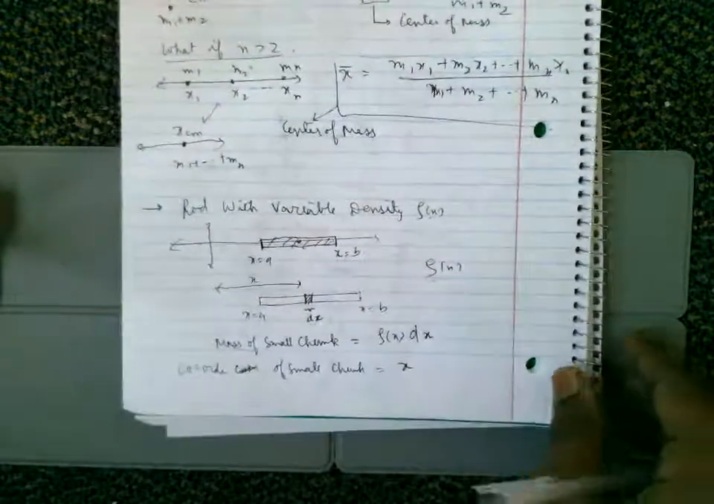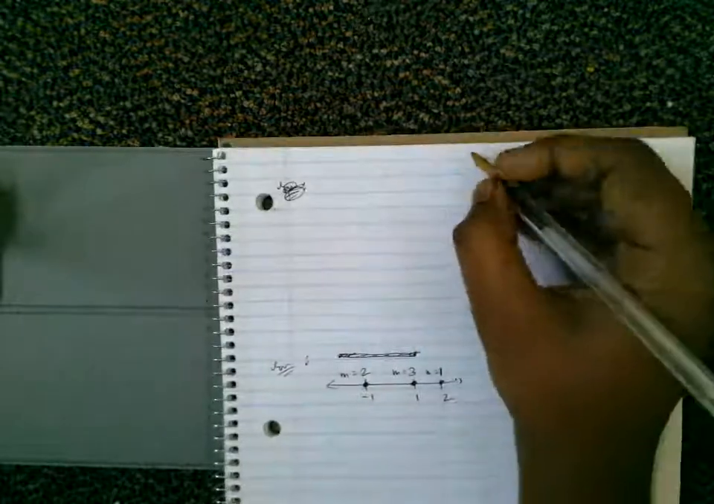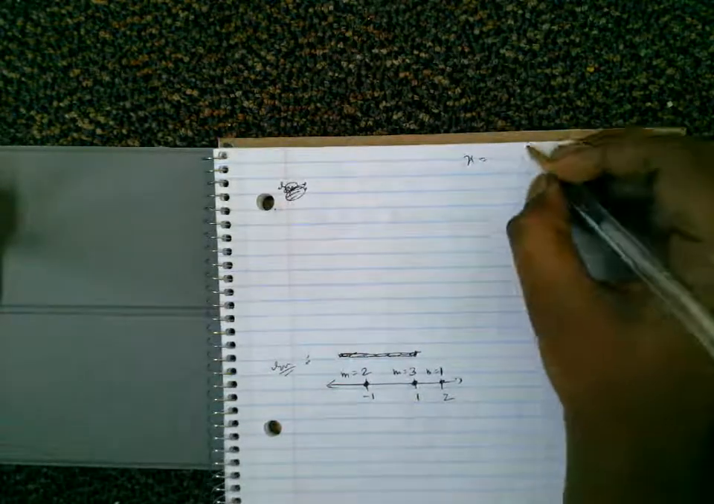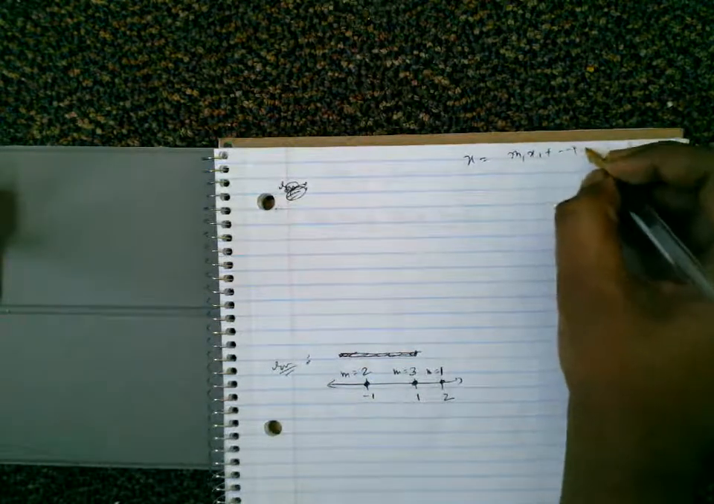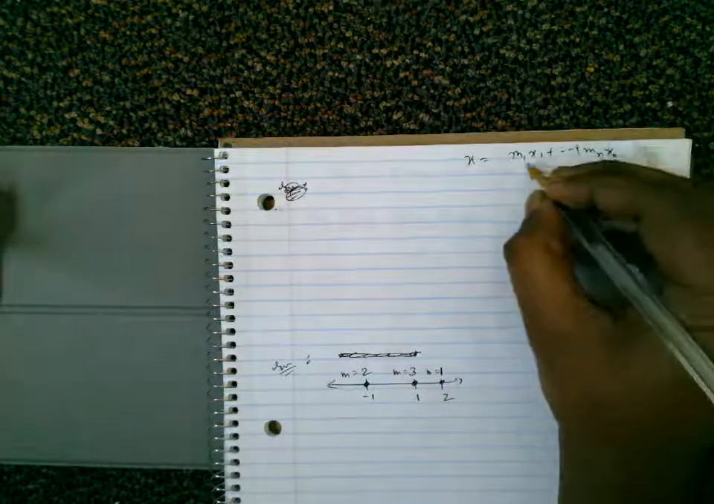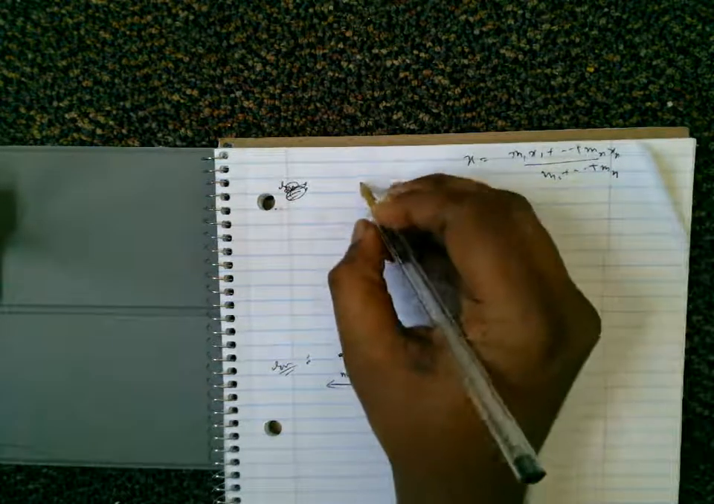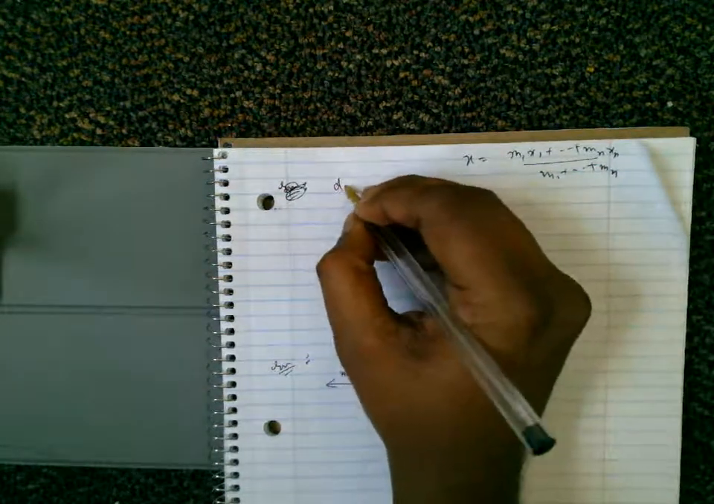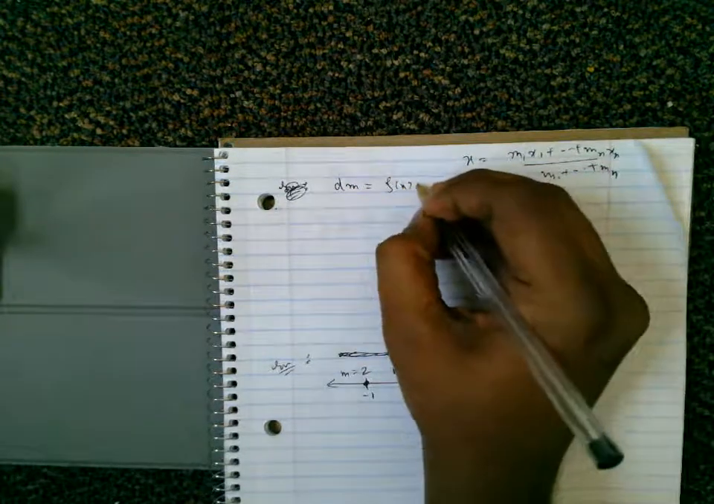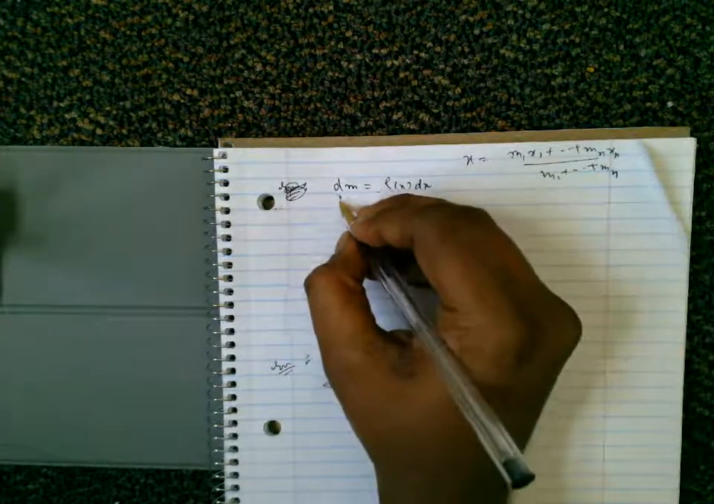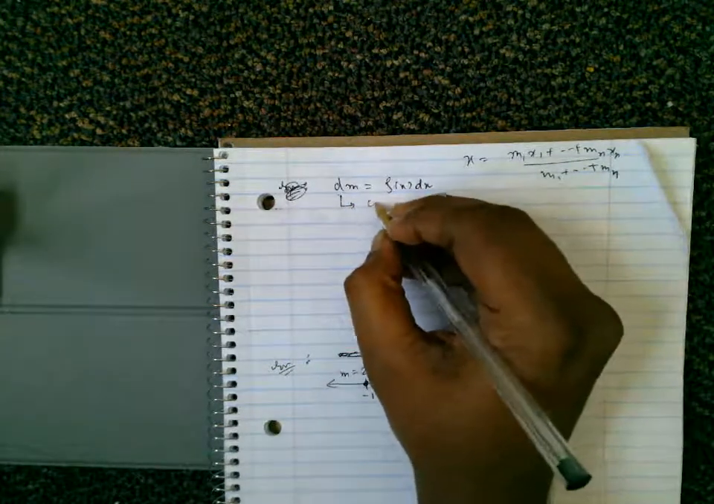So what we want to do is, we know that for finite cases, the coordinate of center of mass is m1 x1 plus through mn xn by m1 plus m2 plus through mn. So, what we have done is we have found a small chunk, and its mass is rho of x dx. All right, and the coordinate of this small chunk is x.